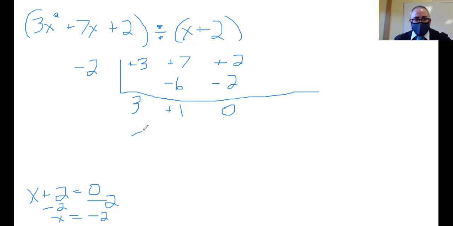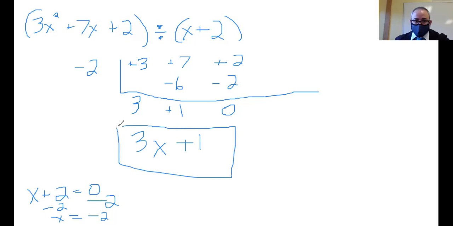It's going to be 3x. This was x squared, and now it dropped down to 1x. The 7x drops down to just an x here, which drops down to 1. So +1, since I don't have any x there. And then this 0 would be 0 over x plus 2, but since 0 divided by x plus 2 is just 0, we can just drop it off. So our answer is 3x plus 1.